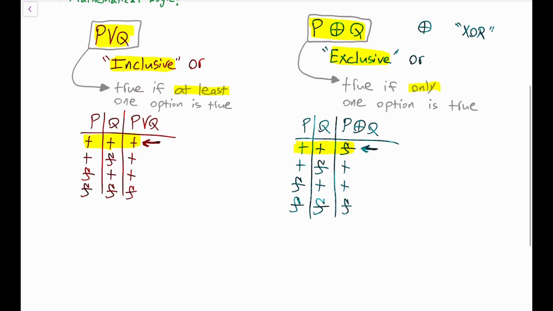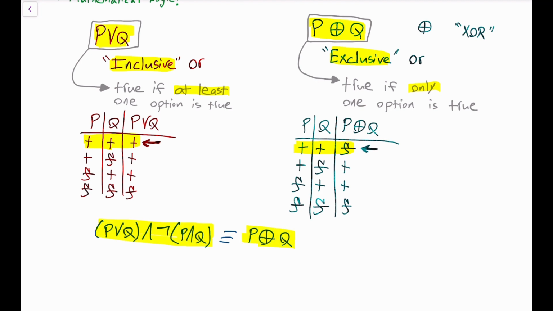Moreover, note that if we have the statement, parentheses, P or Q, close parentheses, and not, parentheses, P and Q, close parentheses, that's logically equivalent to P exclusive or Q. On the left-hand side, we have this P or Q, so P can be true, Q can be true, or both P and Q can be true. But then we're saying, and it is not the case that both P and Q are true. So this left-hand side and this right-hand side are logically equivalent.